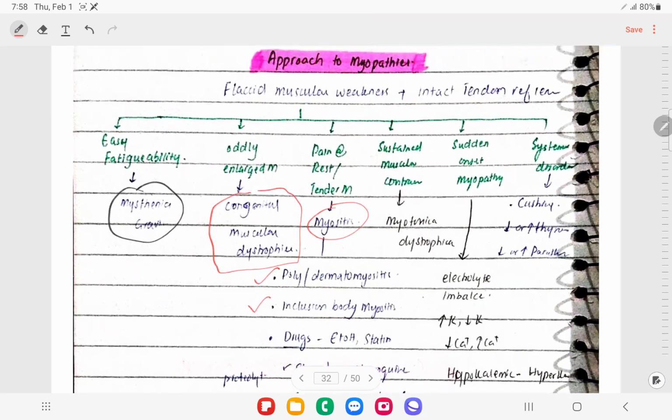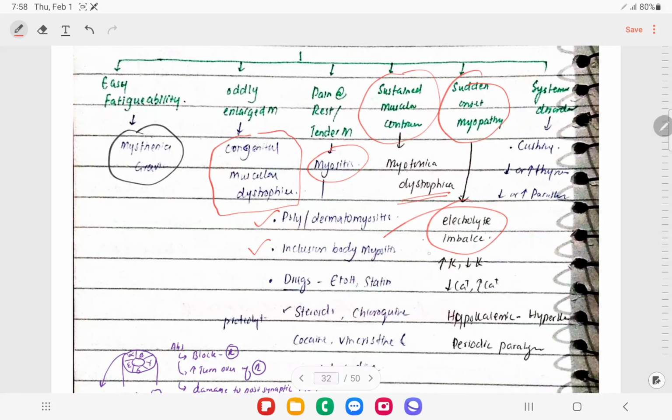And our next topic is, if the patient comes with muscular weakness and if we see the contraction in that muscle, if there is sustained muscular contraction, we're going to think the patient is having myotonic dystrophy, right? And if the patient is having sudden onset myopathy, we're going to think the patient is having electrolyte imbalance. So I'm going to cover myotonic dystrophy and hypokalemic and hyperkalemic periodic paralysis in this video, right?